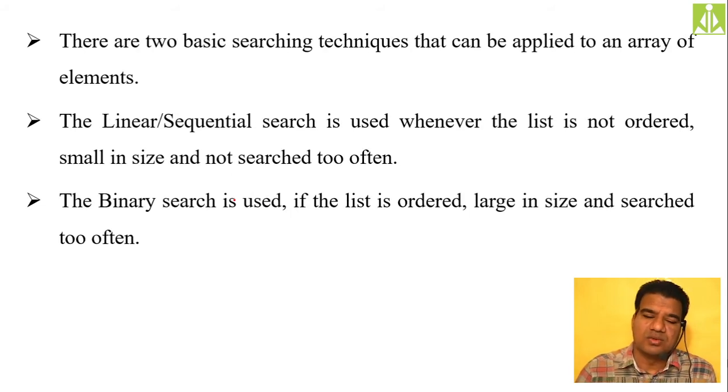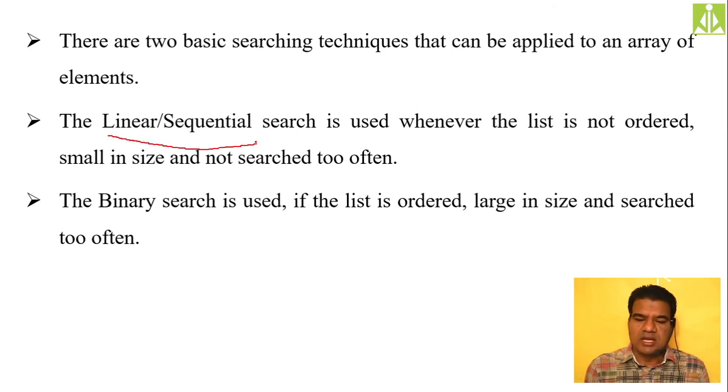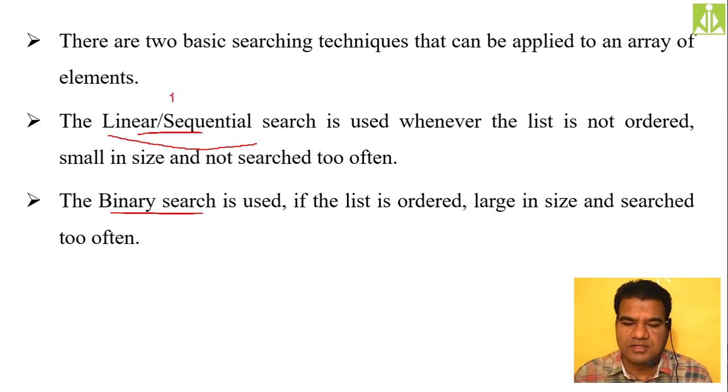There are two basic searching techniques that can be applied on an array of elements: the linear sequential search and the binary search. Two different searching mechanisms. The first one is linear sequential search, and then we have binary search. This is the first approach and this is the second approach.